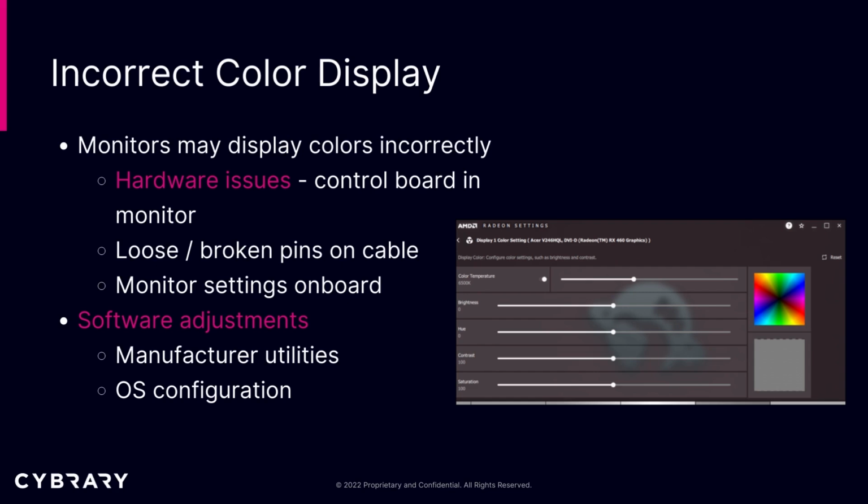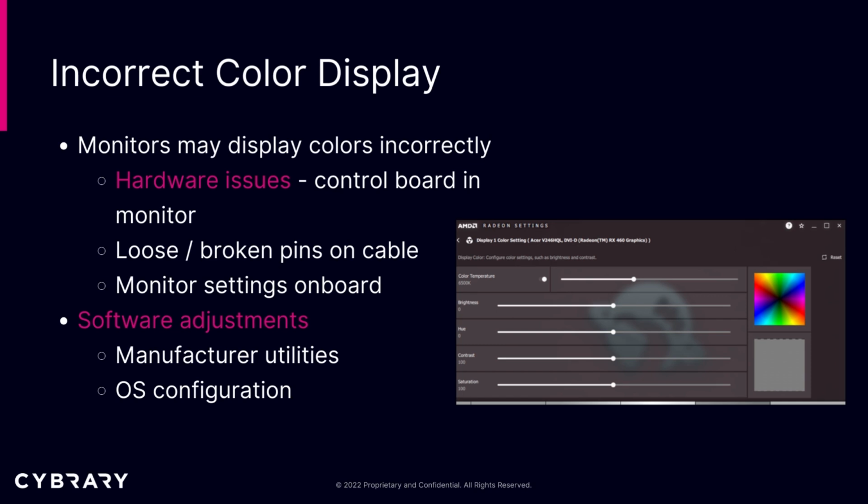Now, the monitor's color board may be failing, which will not map the colors correctly. The monitor will need to be replaced if it's this situation. The cable may be loose or have broken pins. Inspect the cable and replace it. Replace if the pins are bent or broken. And generally, you'll see these on the VGA cables.